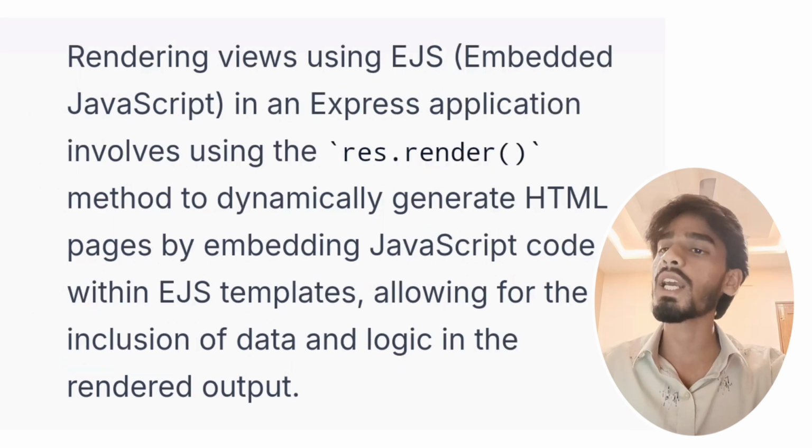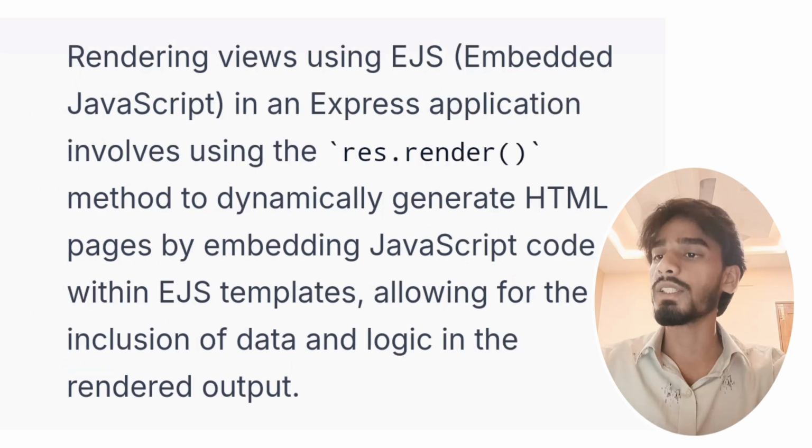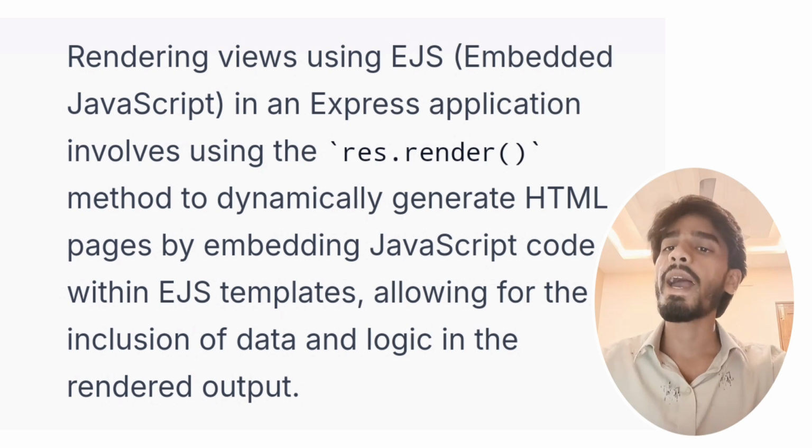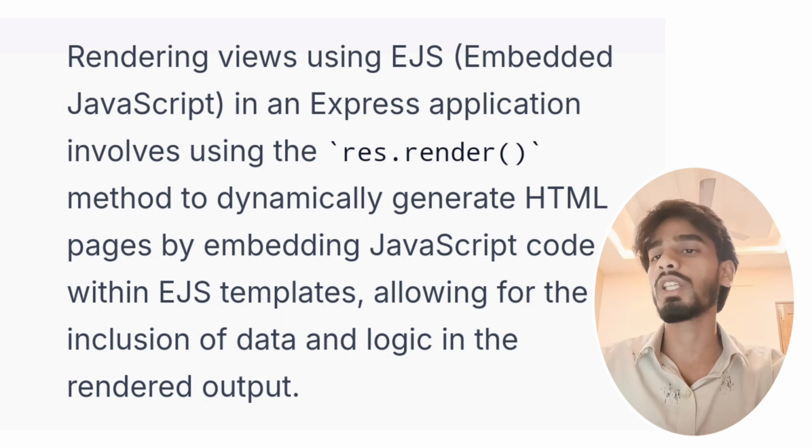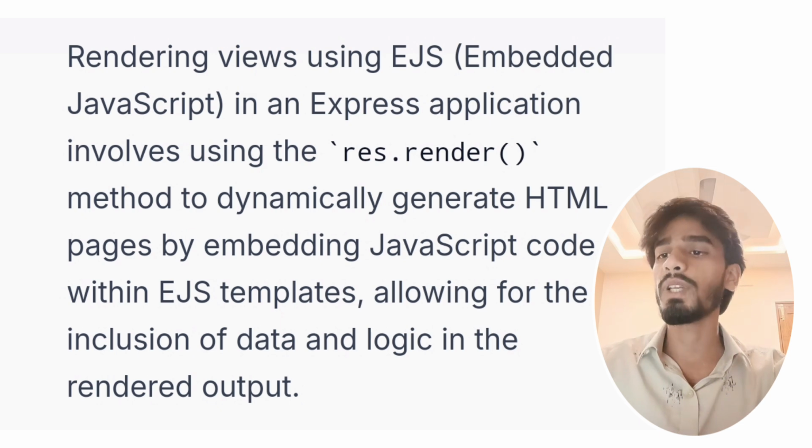Rendering views using EJS. Rendering views using EJS, embedded JavaScript, in an Express application involves using the res.render method to dynamically generate HTML pages by embedding JavaScript code within EJS templates, allowing for the inclusion of data and logic in the rendered output.